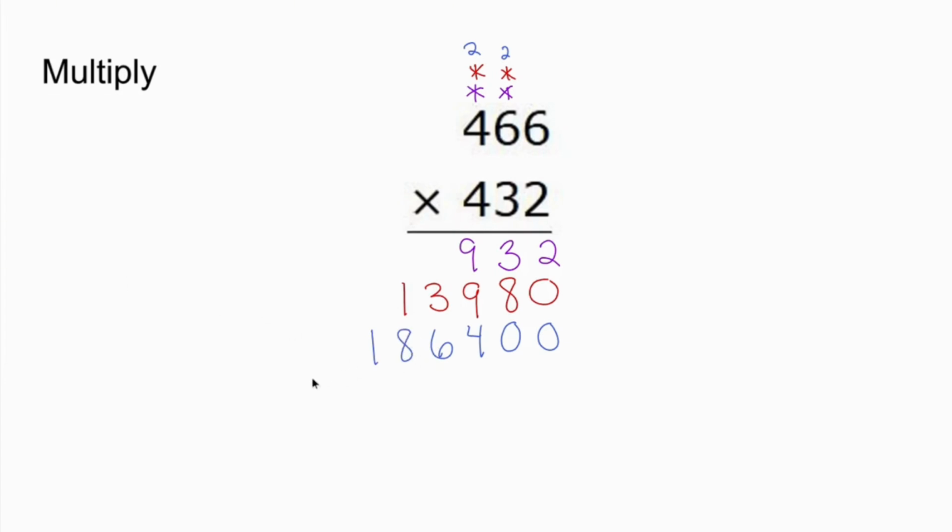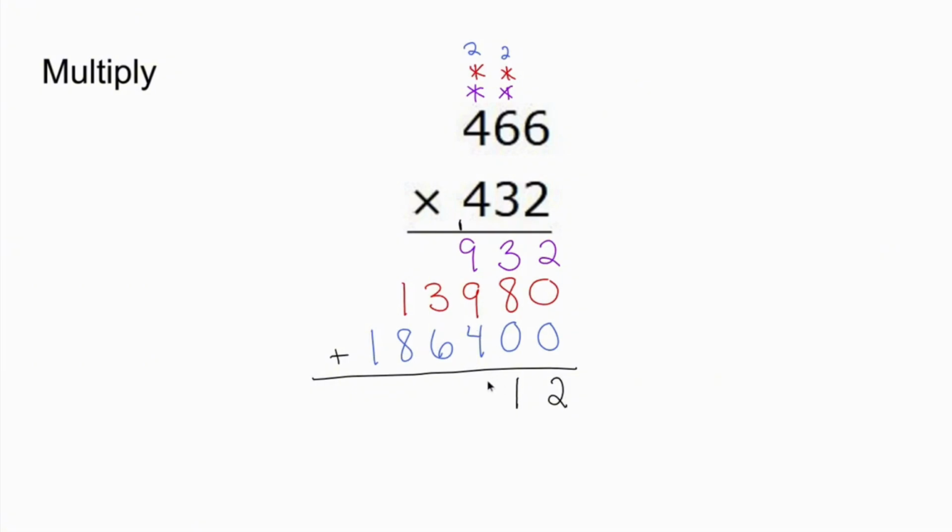Now we add these three numbers up together. 2 plus 0 is 2. 2 plus 0 is 2, so you get 2. 3 plus 8 is 11. 11 plus 0 is 11, so write out your 1 and carry over a 1. 1 plus 9 is 10. 10 plus 9 is 19.